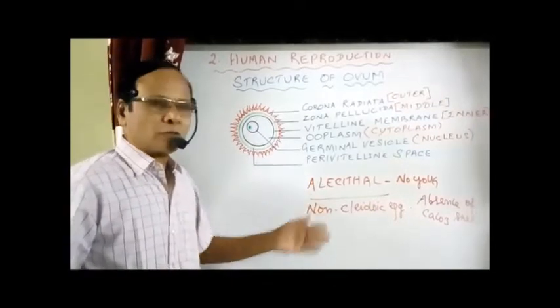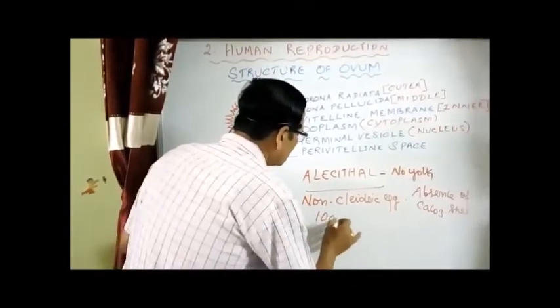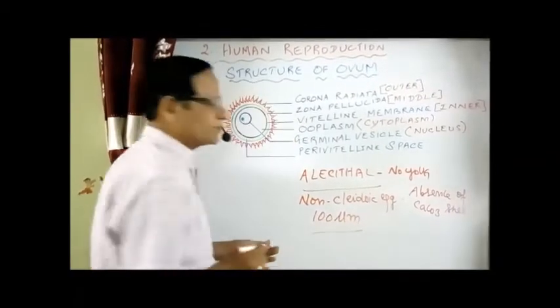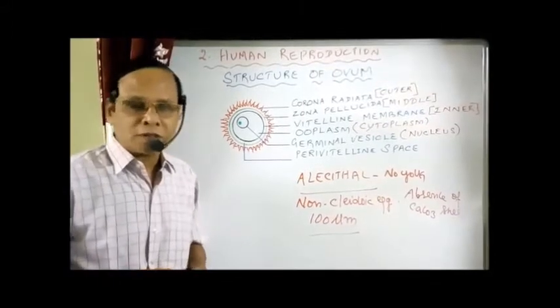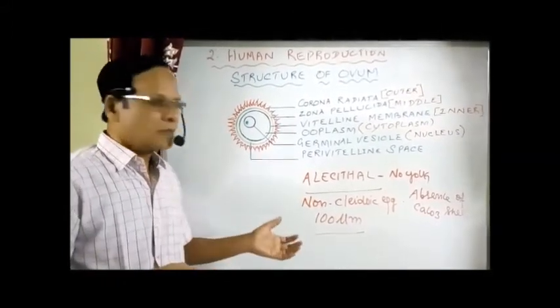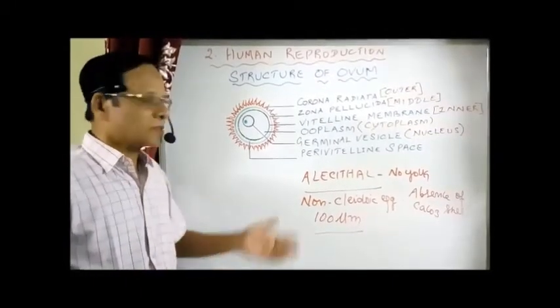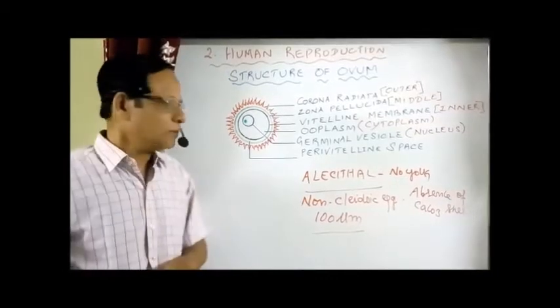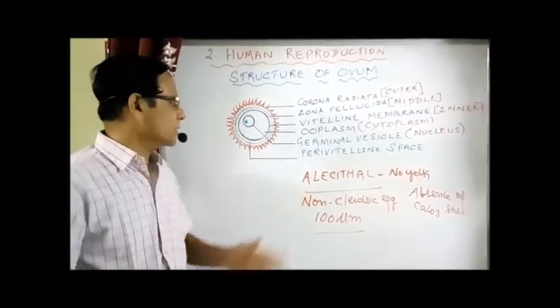It is microscopic in nature, having a diameter of nearly 100 micrometer or micron. That is the size of the egg. The sperm, the male gamete, is the smallest cell, and the egg is the largest cell. You can see the egg clearly, with its various components under the microscope, but not the sperm. The sperm is the smallest cell when compared to the egg.